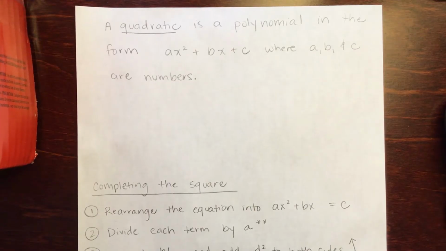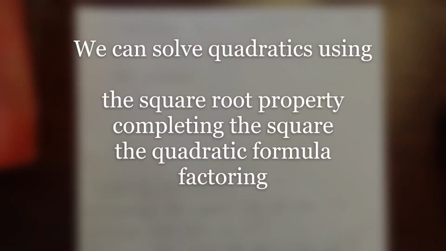A quadratic is a polynomial in the form ax squared plus bx plus c, where a, b, and c are numbers. There are 4 ways to solve a quadratic. They are using the square root property, completing the square, quadratic formula, and factoring. This video will focus on completing the square.